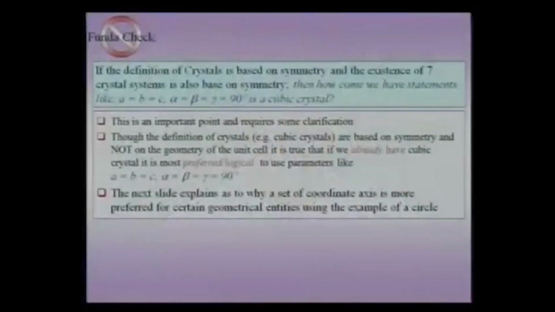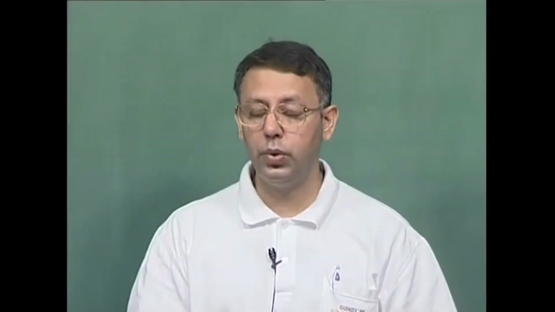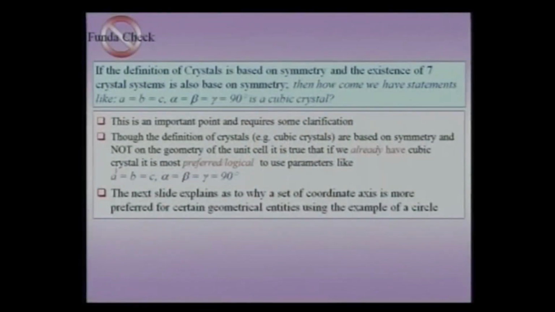The important thing is that though the definition of crystals, for example a cubic crystal, is based on symmetry and not the geometry of the unit cell, please note again the word not is very important, it is not based on the geometry of the unit cell. It is however true that if you already have a cubic crystal, that means somebody gives you a cubic crystal and asks you to choose the most logical unit cell or the most logical choice of the basis vector set, then you would go in for cubic lattice parameters, which is A equal to B equal to C and alpha, beta, gamma equal to 90 degrees. So in this case, if you already have a cubic crystal and you want to use the most preferred set, and as I said the word is preferred or logical and not the only possibility.